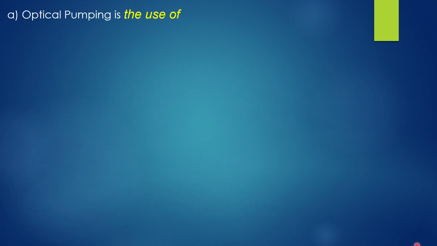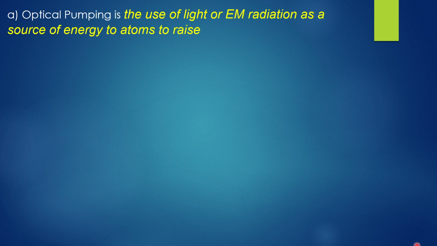A. What is optical pumping? Optical pumping is simply the use of light or EM radiation, where EM stands for electromagnetic radiation, as a source of energy to atoms to raise them to a higher energy level. It's not the light itself, but the use of light or the EM radiation as a source of energy to atoms to raise them to a higher energy level.